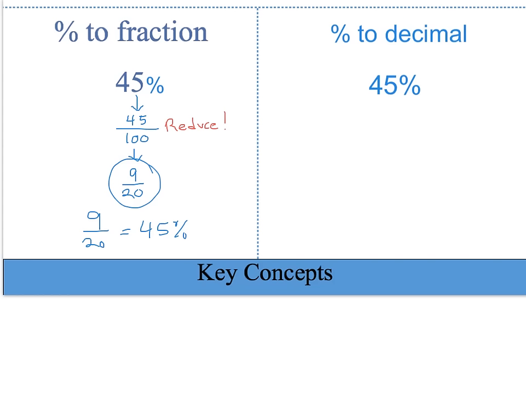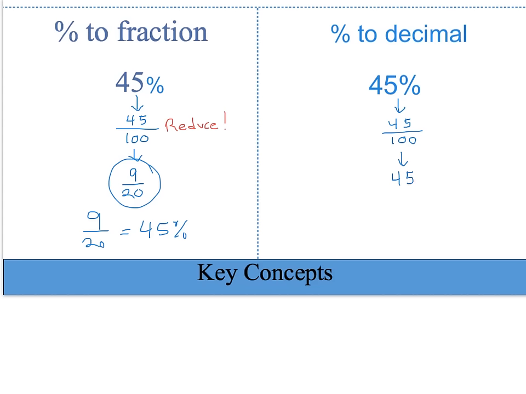So let's take a look at our second concept that says change a percent to a decimal. If I have a percent like 45%, I can write that as 45 over 100. And in this problem, I'm taking a number like 45 and dividing it by 100, which means my number is getting smaller. Anytime you divide, your numbers get smaller.